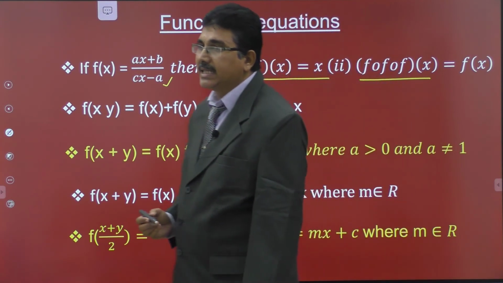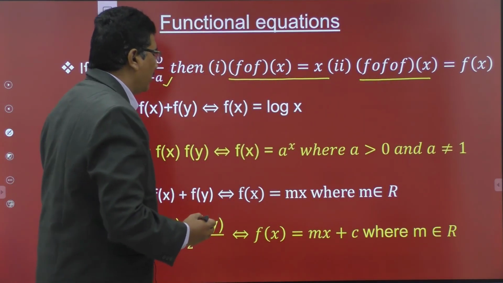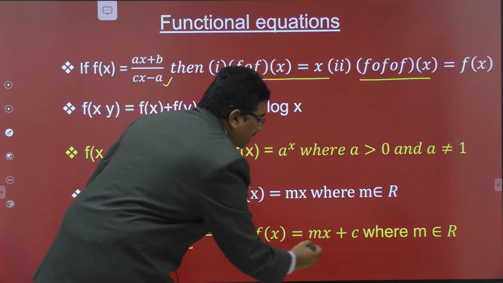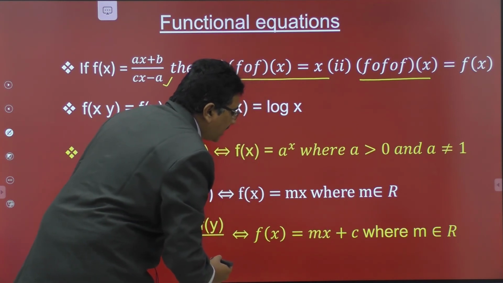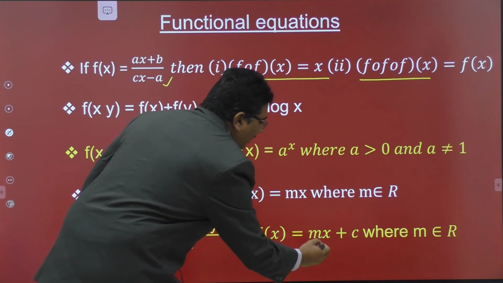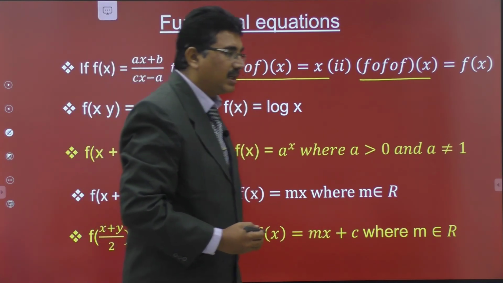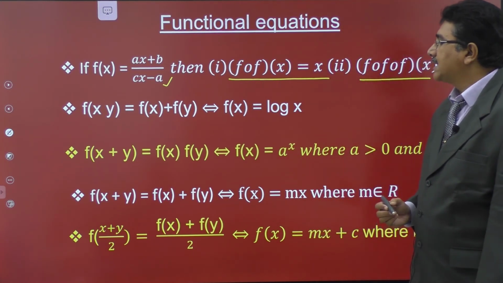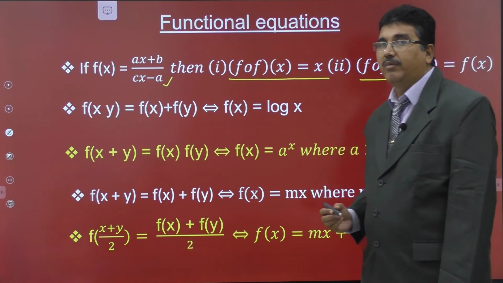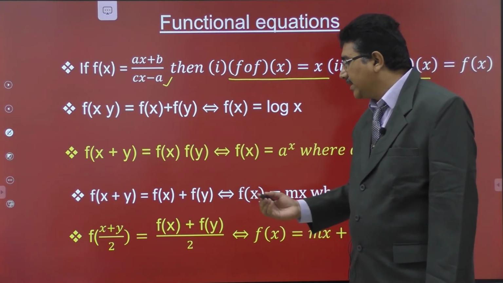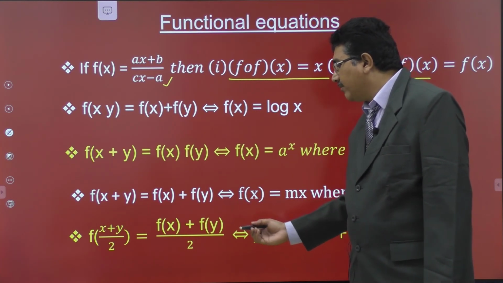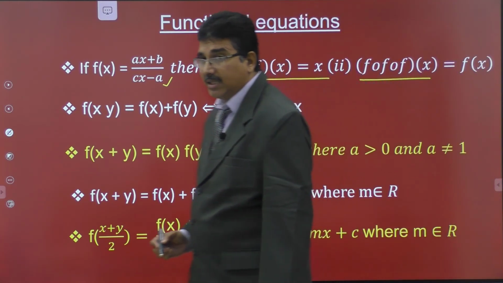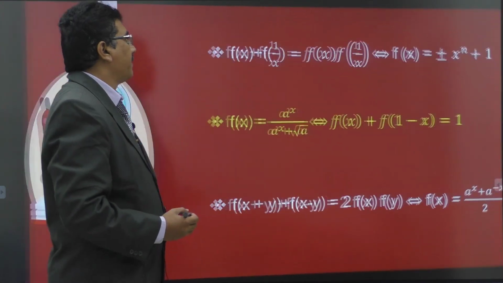f of x is equal to mx plus c. Now, this is also a straight line having slope m, and c is the y-intercept of that straight line. This y is equal to mx plus c is a function here, and it satisfies an equation f of (x plus y) by 2 is equal to (f of x plus f of y) by 2. Right? Now see another functional equations.